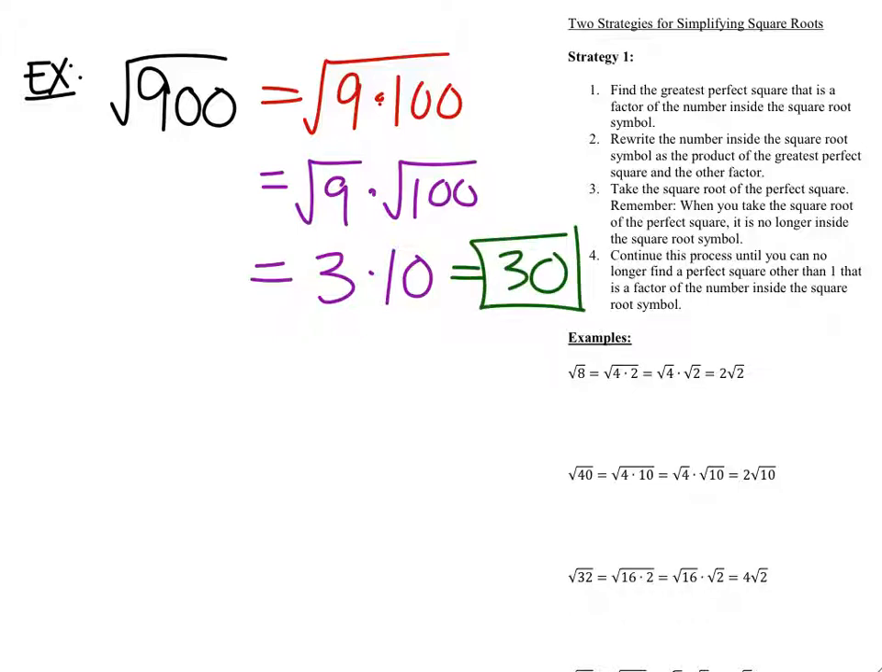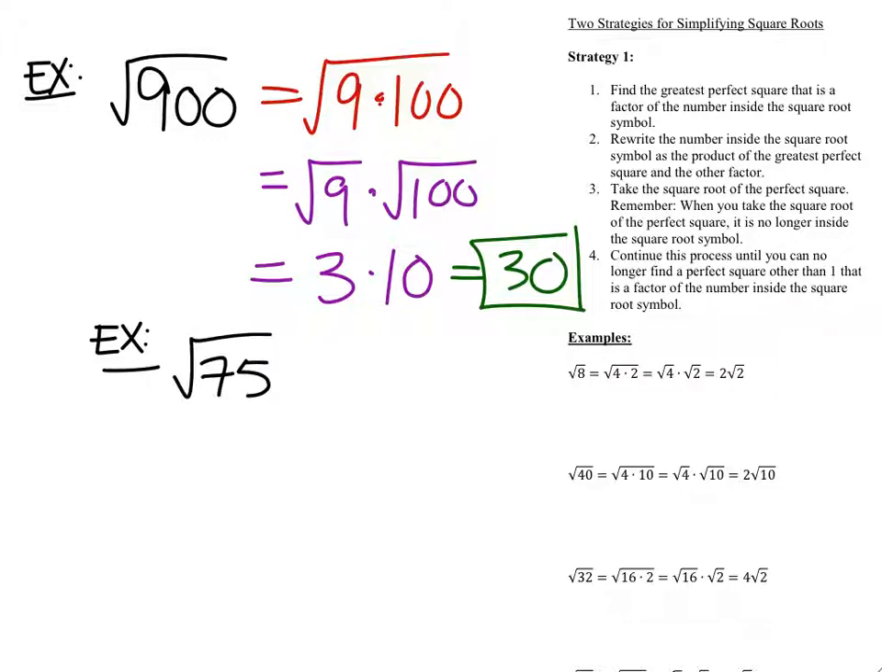Now some of you guys didn't need all those steps for this, but it may be helpful for non-perfect squares like 8, 40, and 32, the examples here. So let's go ahead and make up our own example on these, and then we'll do that. And what number should we use? Let's use the square root of 75.